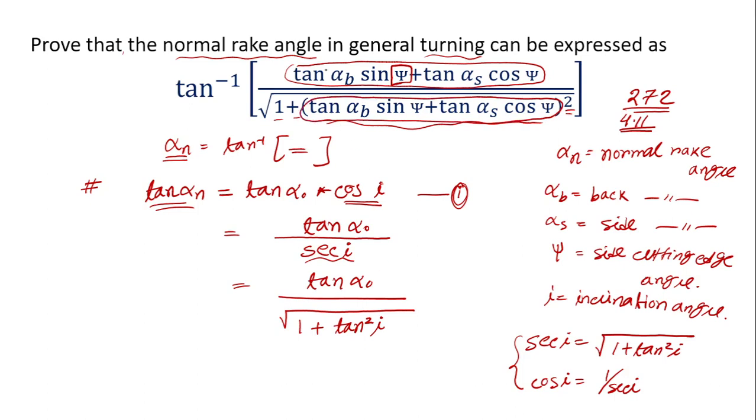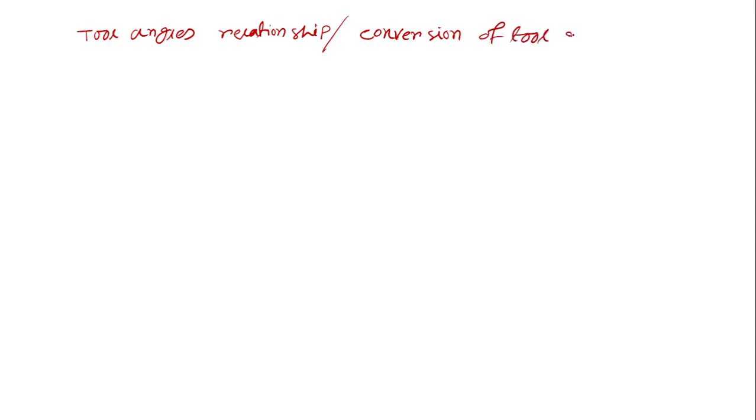Now this whole expression, tan alpha b sin psi plus tan alpha s cos psi: you may remember there is something called the conversion, or the tool angle relationship, or the conversion of tool geometry or angle, whatever you want to say. Conversion of tool geometry means there is the ASA system, so we can convert whatever angles we have in ASA to ORS, and similarly vice versa.